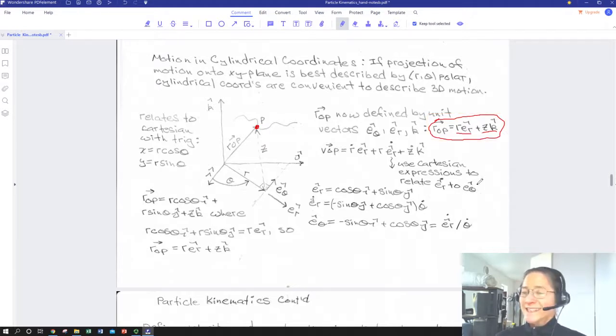Okay, let's start taking time derivatives now. So if I want to get the velocity of P, it's moving along on this path. And rather than expressing it in ijk, I want to express it in r, theta, k. Because I don't know, maybe it's going to move in a circle at some point.